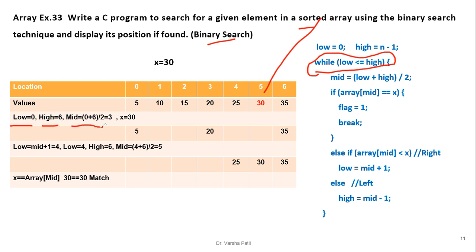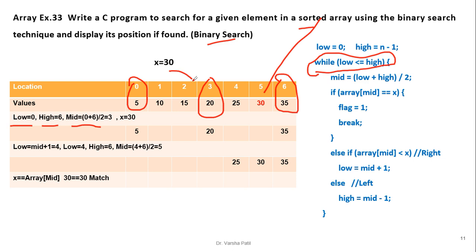We will calculate the mid. Mid is nothing but the average, 0 plus 6 by 2, which is equal to 3. Now we will point out, see, these 3 pointers are there. One will point at the low, which is equal to 0. One will point at the high, which is location 6, that is element 35, and after that mid is there, and that value is 20. Now we have to search 30.